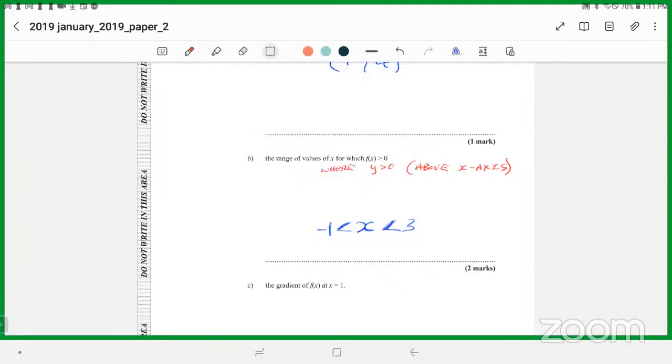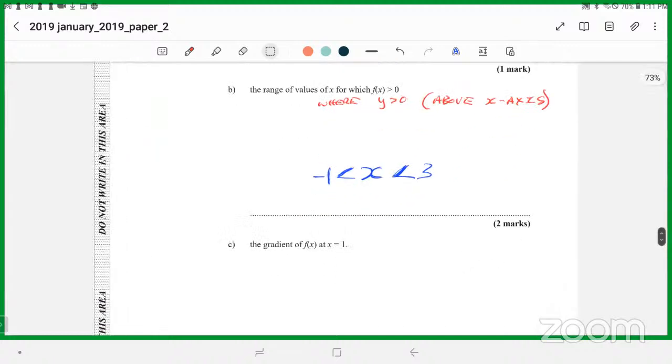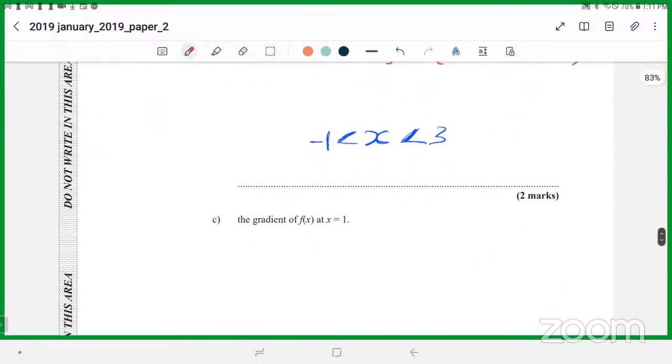That's my answer right there. And the question next says, what is the gradient of the function at x equals 1? X equals 1 is that same maximum point, you know. X equals 1 on the graph is the maximum point, (1, 4). What's the gradient at that point?